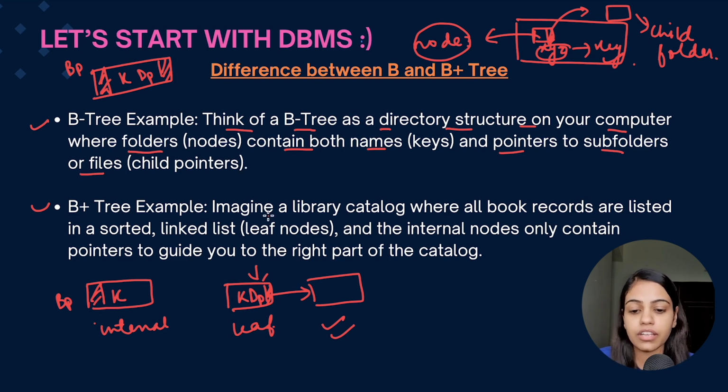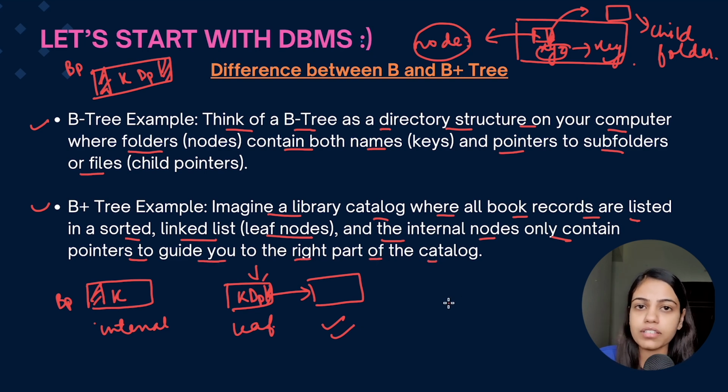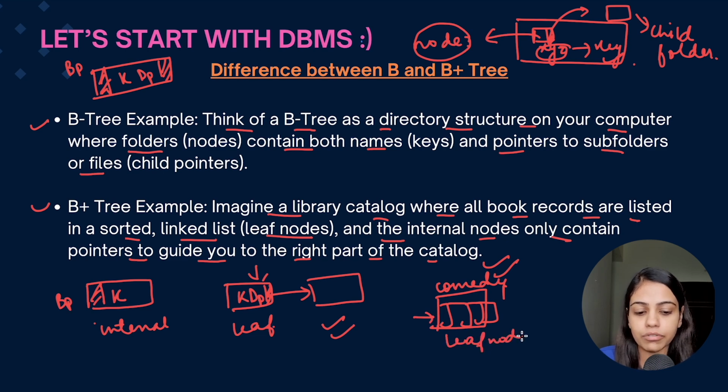Now coming to the B plus tree. Imagine a library catalog where all book records are listed in a sorted linked list manner, which are the leaf nodes, and the internal nodes only contain pointers to guide you to the right part of the catalog. Consider I want some books in the comedy section, so I go to this comedy section. In this comedy section, I can get some books which are sorted in the linked list manner. This comedy section helps me find out where all the books are present, and here I can find the books in the linked list manner. So I can say that this is the leaf node, and this one is acting as an internal node because it is telling me where exactly these things are present.